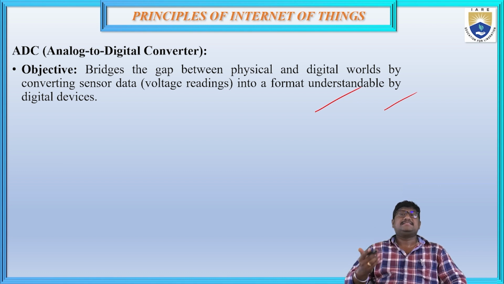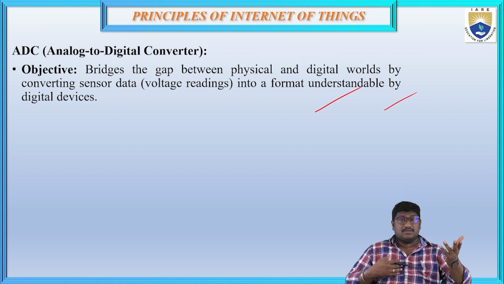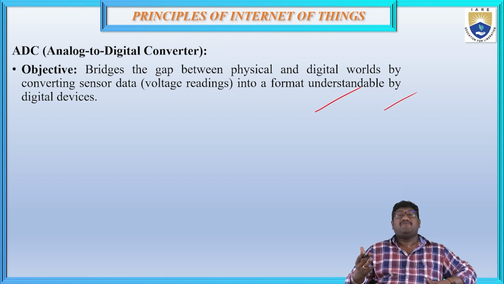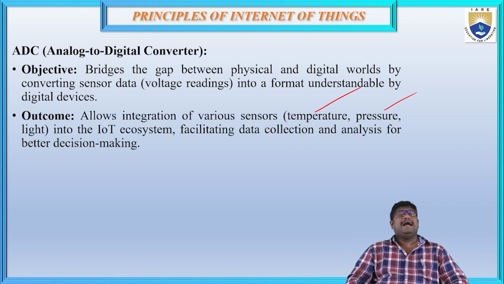Physical and digital worlds. How is it going to bridge the gap between the physical and digital worlds? By converting the sensor data, which is voltage readings, into a format which is understandable by digital devices. Like that, it is going to bridge the gap. What was the outcome of using this ADC?